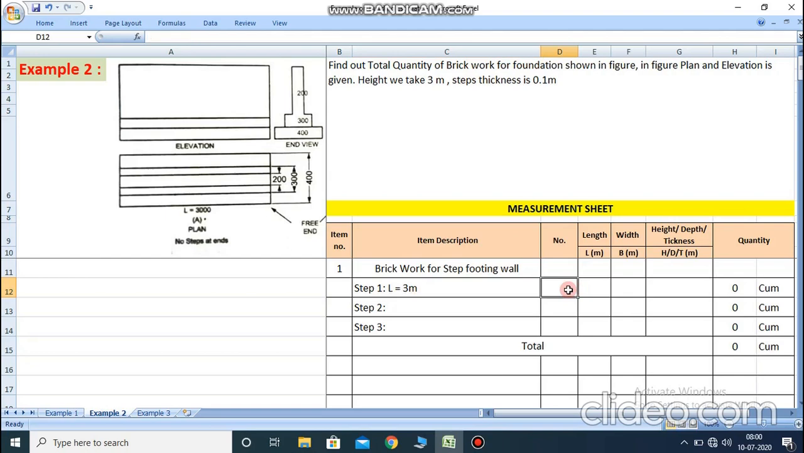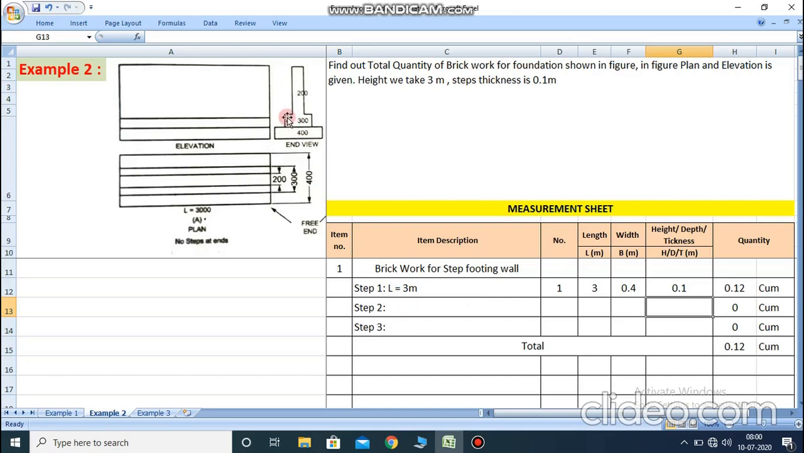So here the number of this work is only a single wall. So we write here 1, length is 3 meter, width from the section part we exactly see the width is 400 mm, meaning 0.4 meter, and height, depth or thickness. So here we take a thickness of 0.1 meter. So your total quantity is 0.12 cubic meter as the brickwork quantity.